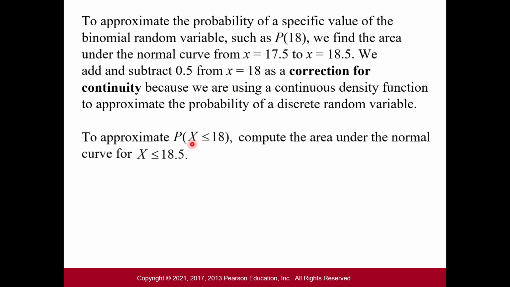To approximate the probability that x is less than or equal to 18, we add 0.5 to that, and we say we're looking for the area under the curve for x less than or equal to 18.5. If we want to approximate the probability that x is greater than or equal to 18, we look for 0.5 less than that, so we say greater than or equal to 17.5.